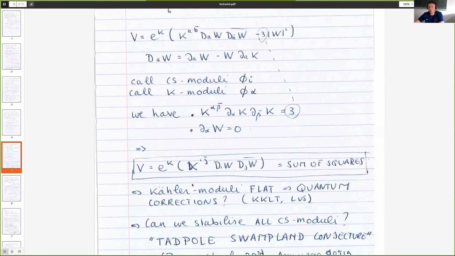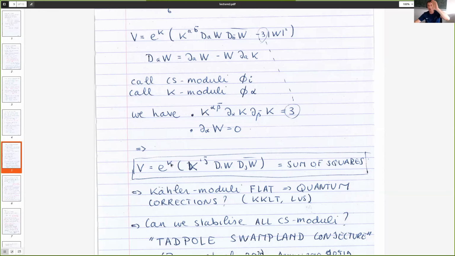So what do you see from this potential? Well, to get 0, it must be that these guys are 0 themselves, correct? So these equations potentially stabilize all the complex structure moduli, but clearly all the Kähler moduli, in the Kähler metric, in the Kähler potential, they sit in the front. Clearly they will not be stabilized. They're completely free parameters.